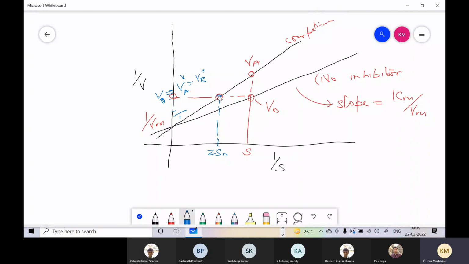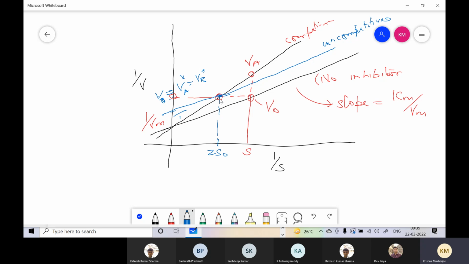So this is also VB star. So the line has to pass through this point. But also remember that this line has to be parallel. This is the line that you will draw for uncompetitive. And many of you have drawn this, but you've not thought about it.